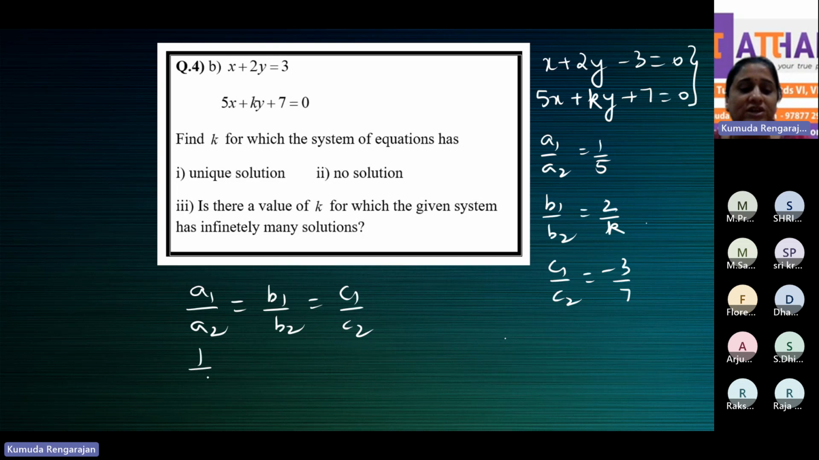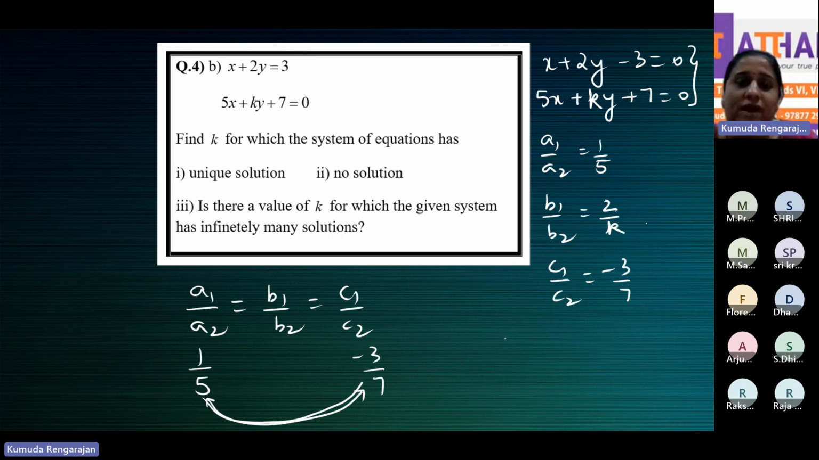Now, already we have this ratio, 1 by 5 and minus 3 by 7. These two are not equal. So whatever be the value of K, A1 by A2 is not equal to C1 by C2. All the three ratios must be equal, but we straight away can see that A1 by A2 is not equal to C1 by C2, and the value of K is not going to change this situation. What is the situation we have? As it is, A1 by A2 is not equal to C1 by C2.